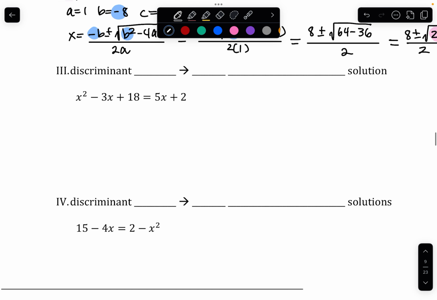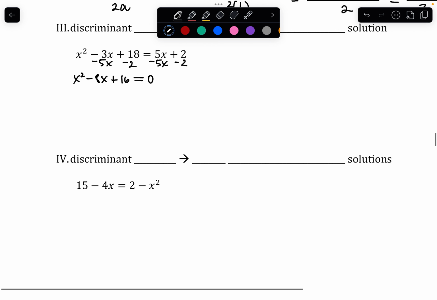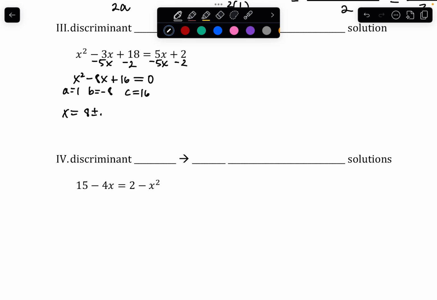And so for this one, we're not set up yet. We're going to subtract 5x from both sides, giving us x squared minus 8x. And then we're going to also subtract the 2, plus 16 equals 0. Okay, and so here a equals 1, b equals negative 8, c equals 16. X equals negative b would be 8, plus or minus b squared would be 64, minus 4 times a times c, all over 2 times a.